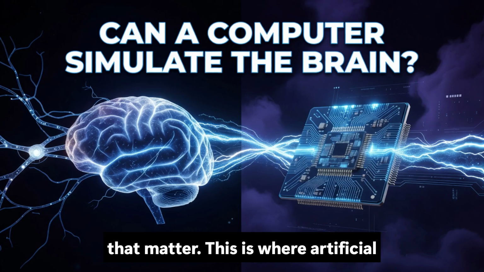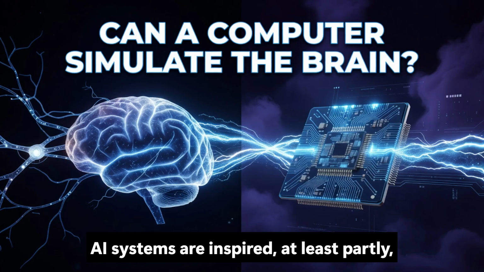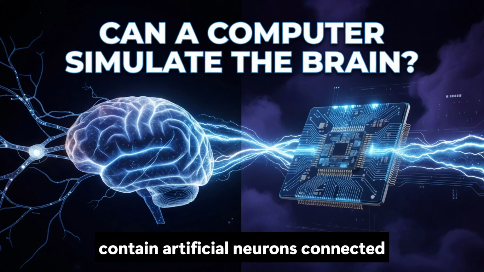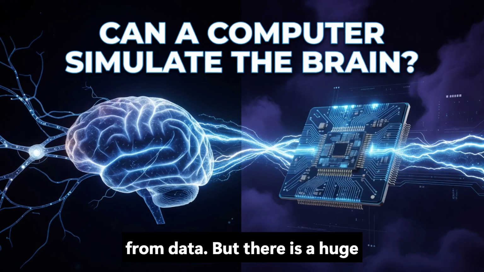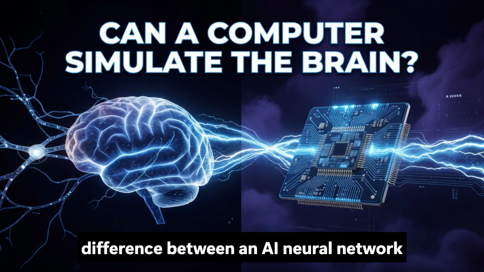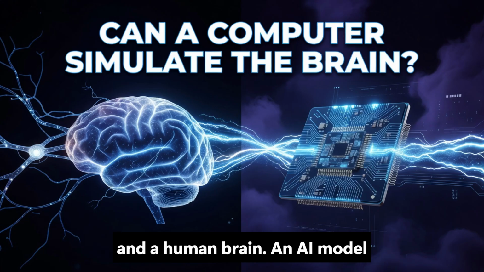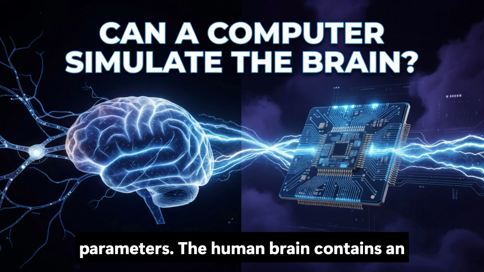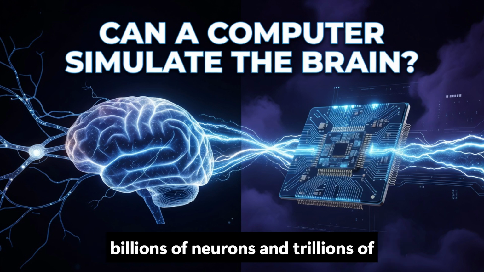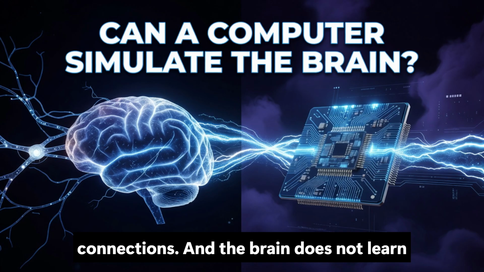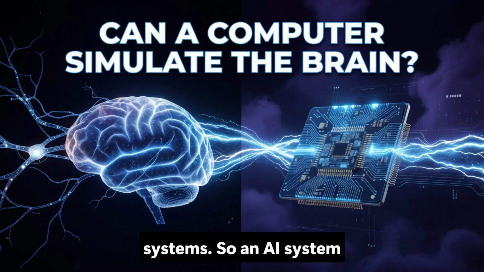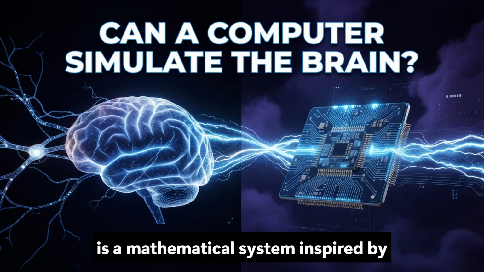This is where artificial intelligence becomes interesting. Modern AI systems are inspired, at least partly, by the brain. Artificial neural networks contain artificial neurons connected together. These networks learn patterns from data. But there is a huge difference between an AI neural network and the human brain. An AI model might contain millions or billions of parameters. The human brain contains an extraordinary biological network with billions of neurons and trillions of connections. And the brain does not learn in exactly the same way as today's AI systems. So an AI system is not a digital brain. It is a mathematical system inspired by some ideas from neuroscience.